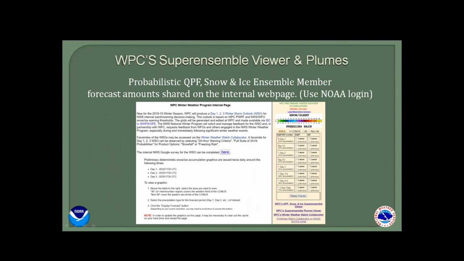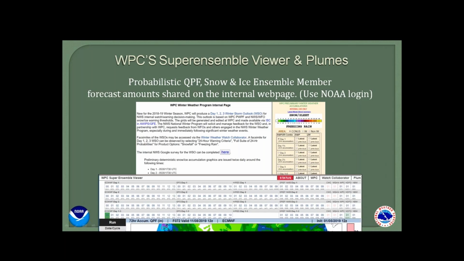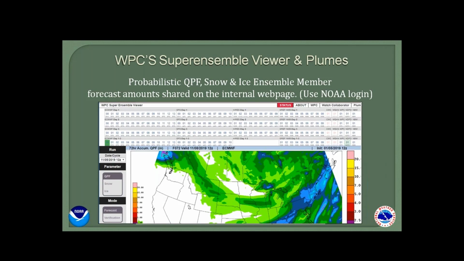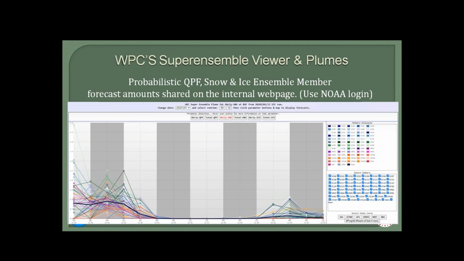This is also good for QPF. It's not just snow and ice. So using your NOAA login, well, the login to the internal page is on our winter Google site, and then you use your NOAA login to access the Super Ensemble and the Plume viewers. And it pretty much just shows you days 1 through 3 forecast for each one of their ensemble members. And then the plume is kind of like the SREF plumes. The sites are pretty similar, so there's ILM, Florence. And you can view the plumes for each of their ensemble members.